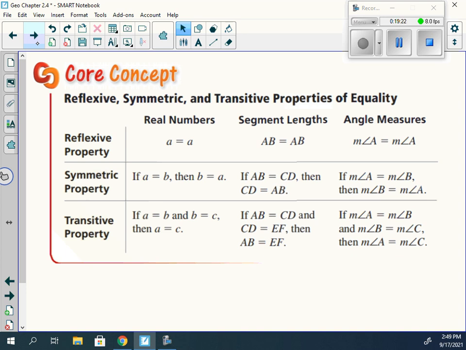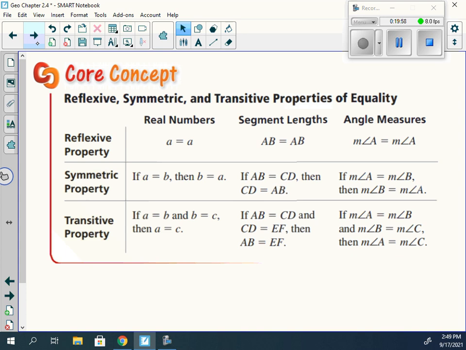Because the reflexive property of equality states that A is equal to A. Or the line segment AB is equal to the line segment AB. Or the measure of angle A is equal to the measure of angle A. It is equal to itself. That is the reflexive property. The symmetric property states if A is equal to B, then B is equal to A. We can switch the order. Or if AB is equal to CD, then CD is equal to AB. Or if the measure of angle A is equal to the measure of angle B, then the measure of angle B is equal to the measure of angle A.